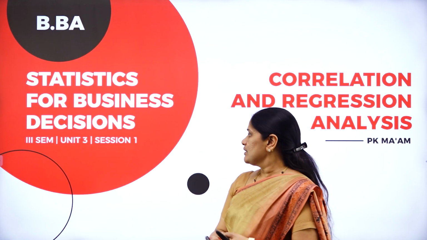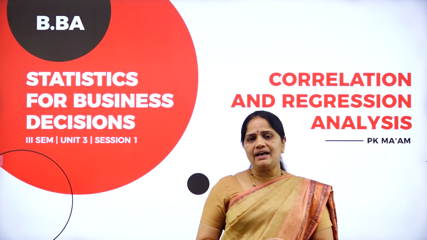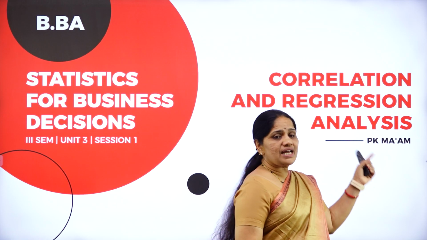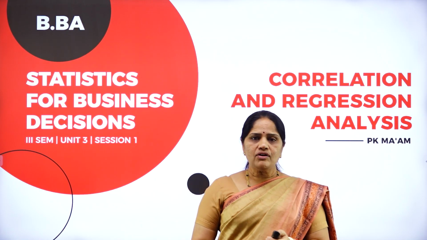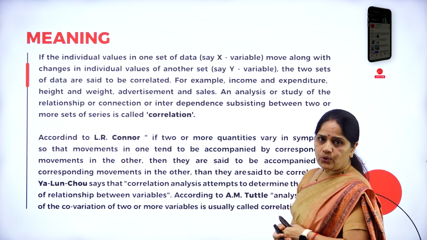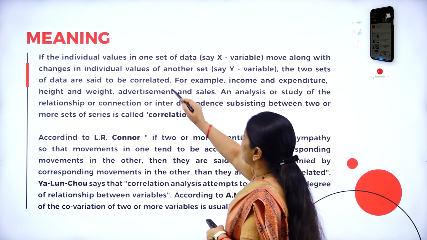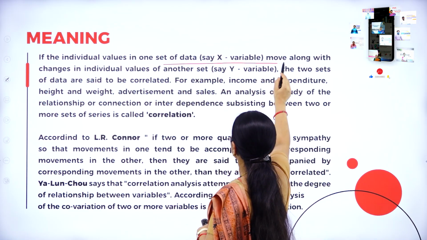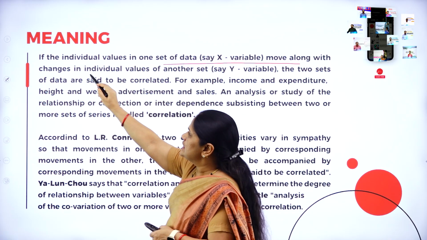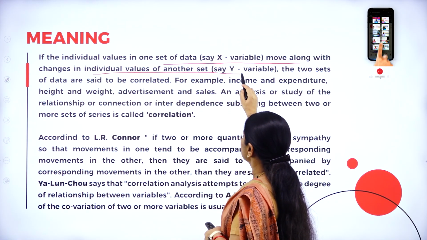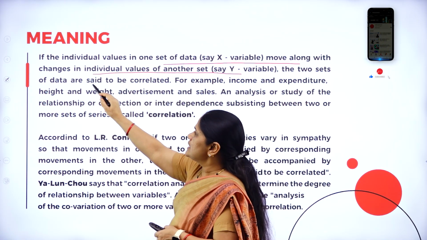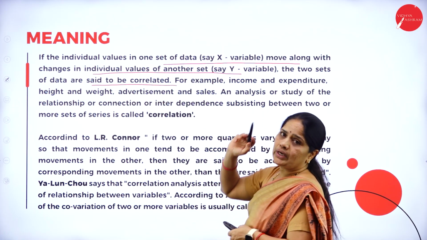In this session 1 of Unit 3, we will have a discussion on correlation and regression analysis. Now first let us see what do we mean by correlation. So if the individual values in one set of data, say X variable, move along with the changes in individual values of another set, say Y variable, two sets of data are said to be correlated.